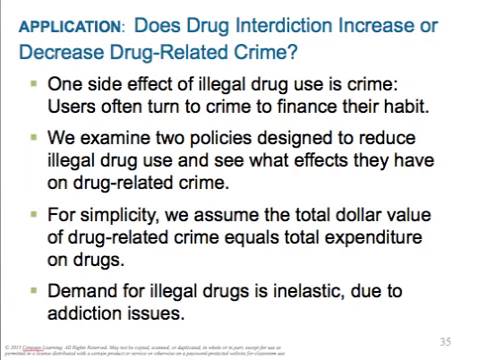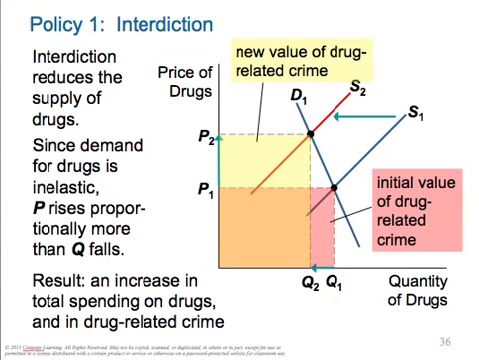And then the demand for illegal drugs is inelastic due to addiction issues. People have to have their fix. So the drug interdiction, the drug war, if you will, reduces the supply of drugs. Since the demand for drugs is inelastic, price rises proportionally more than Q falls. People are addicted, they want their drugs. Result is an increase in the total spending on drugs and in drug-related crime.